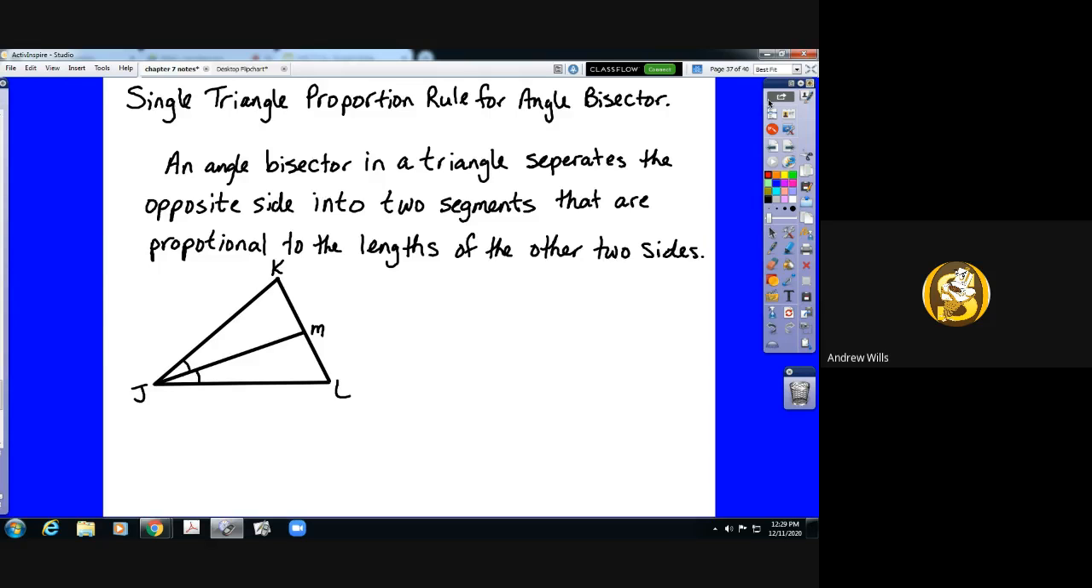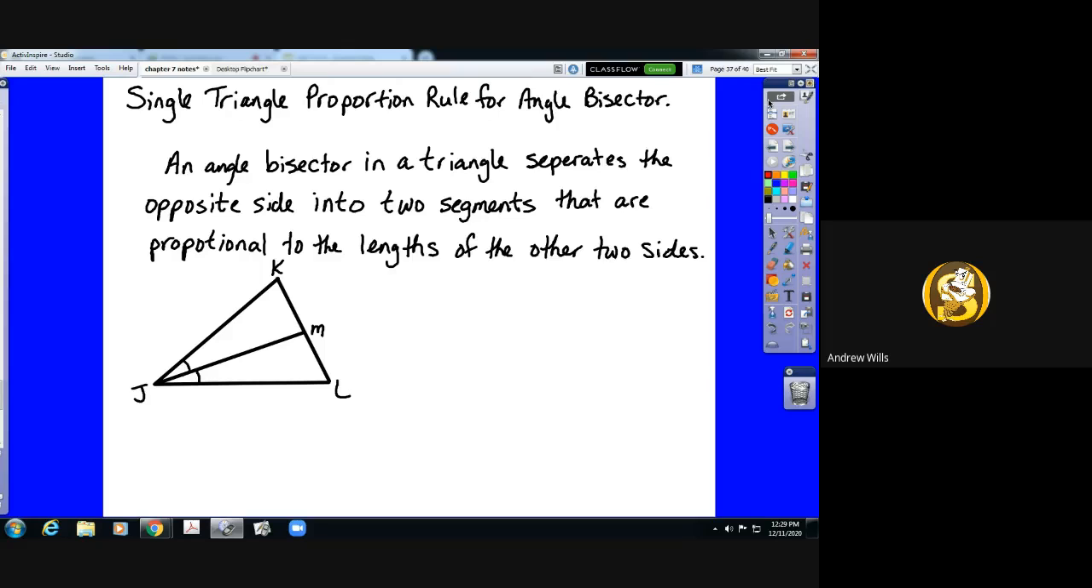We are covering Chapter 7, Section 5, the second half of the section today, which is going to be a relatively simple lesson. It revolves entirely around the rule that is currently up on the screen. Today we're talking about the single triangle proportion rule specifically for angle bisectors. It only applies to angle bisectors. None of the other parts of the triangle have this property.